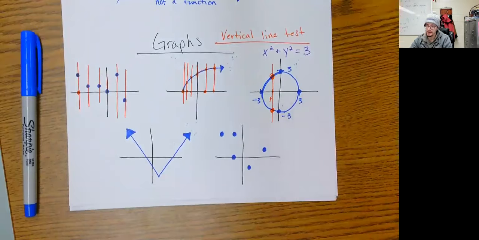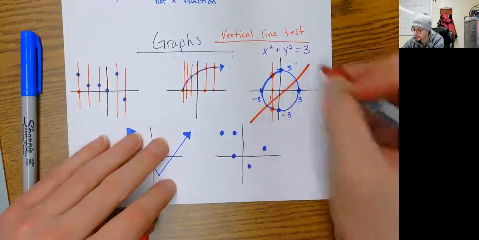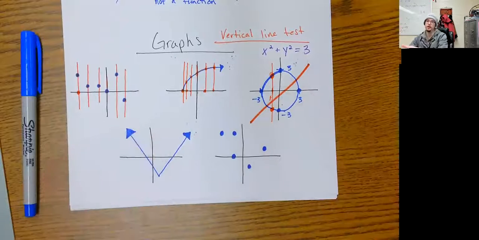So this is not a function. Fails the vertical line test. How about this next one?